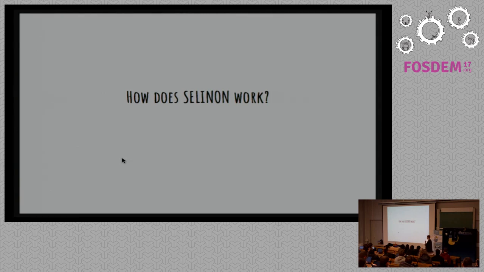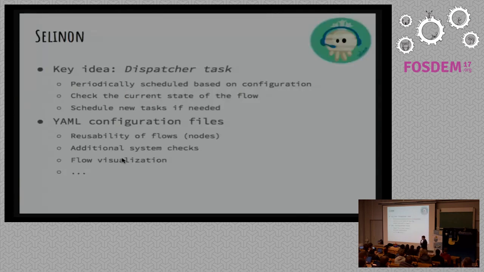And now you might be wondering, how does Selinon work? The key idea behind Selinon is a special task that is called the dispatcher task. And this task basically is scheduled on some nodes, and it periodically checks the state of the flow. So we have a dispatcher that is dedicated to each flow. It checks which task failed, which task succeeded, and it schedules a new task if needed.